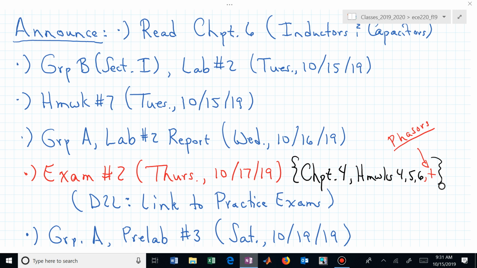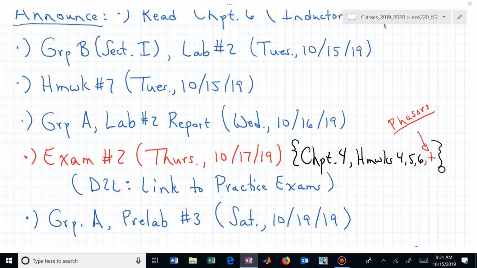Homework 7 is due tonight. Group B, before that, you will have lab number 2 to attend. That's section I. Group A, your lab number 2 report is due tomorrow. And Group A, you will have your pre-lab for lab number 3 due on Saturday. I need to make sure and give you the drop box for that on D2L. If you're needing practice for exam number 2, I would recommend that you follow the link that is available to you on the D2L website.